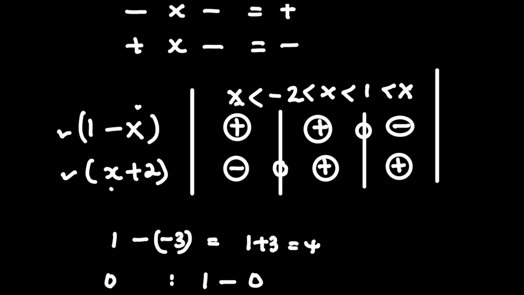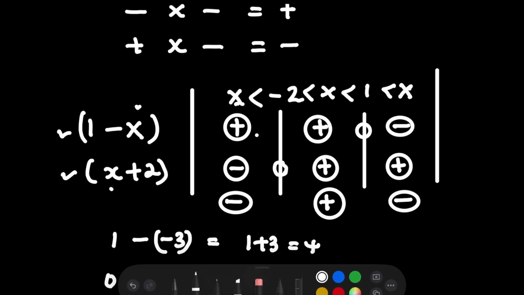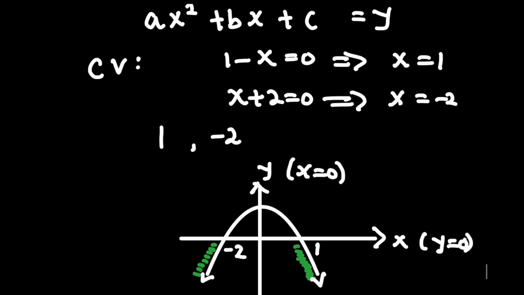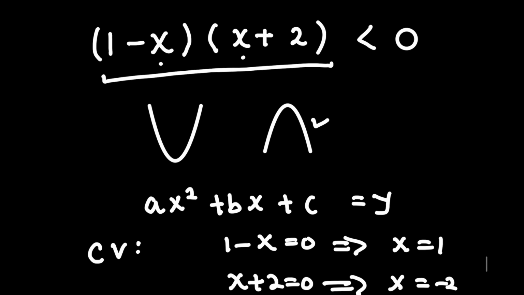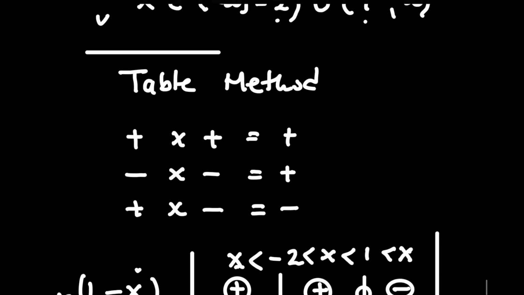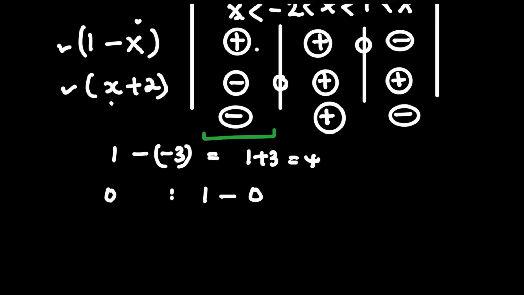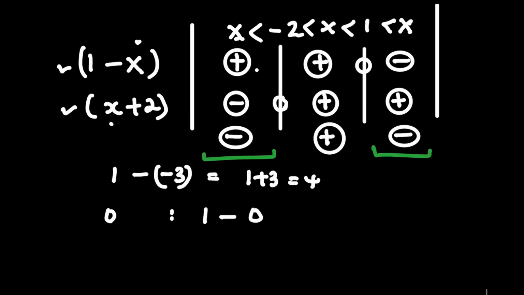So now let's multiply out. A positive times a negative is a negative. A positive times a positive is a positive. And a negative times a positive is a negative. Okay, so remember what you are being asked here. If you've got two portions, 1 minus x and x plus 2, multiplying each other, when will they be less than 0? In other words, when will they be negative? So it's this and this. How do we express that?